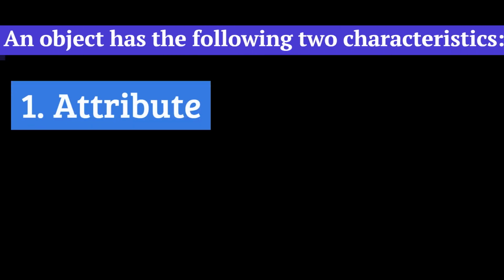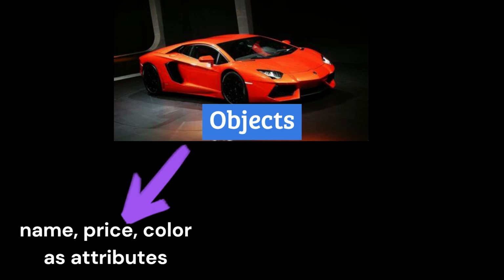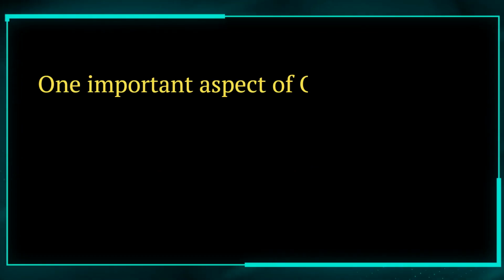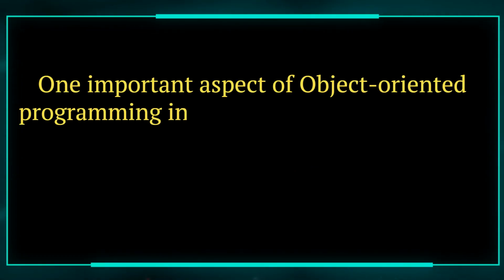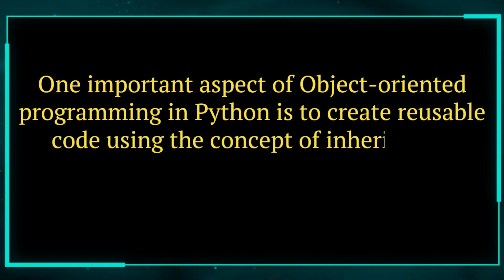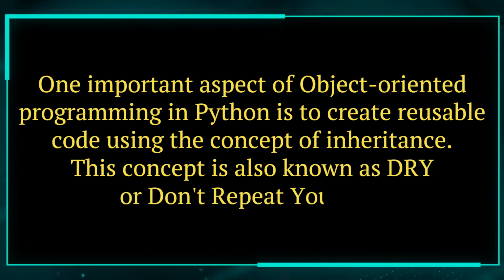1. Attribute. 2. Behavior. For example, a car is an object, as it has the following properties. Name, price, color as attributes. Braking, acceleration as behavior. One important aspect of object-oriented programming in Python is to create reusable code using the concept of inheritance. This concept is also known as DRY, or don't repeat yourself.